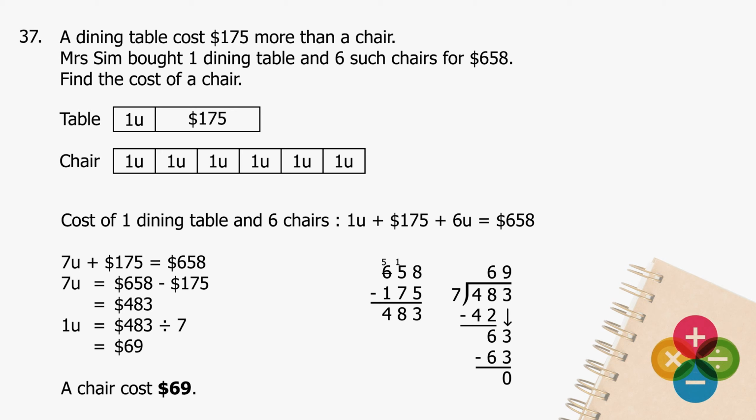The cost of 1 dining table and 6 chairs will be, add 1 unit to $175, and to 6 units, and the sum is $658. Add 7 units to $175, and the sum is $658. 7 units will be, subtract $175 from $658, and the difference is $483. 1 unit will be, divide $483 by 7, and the quotient is $69. A chair costs $69.